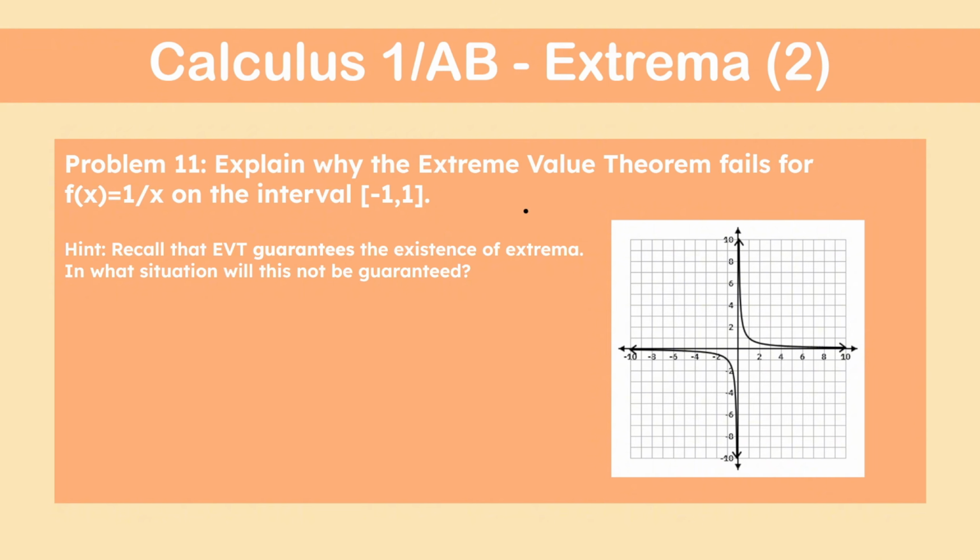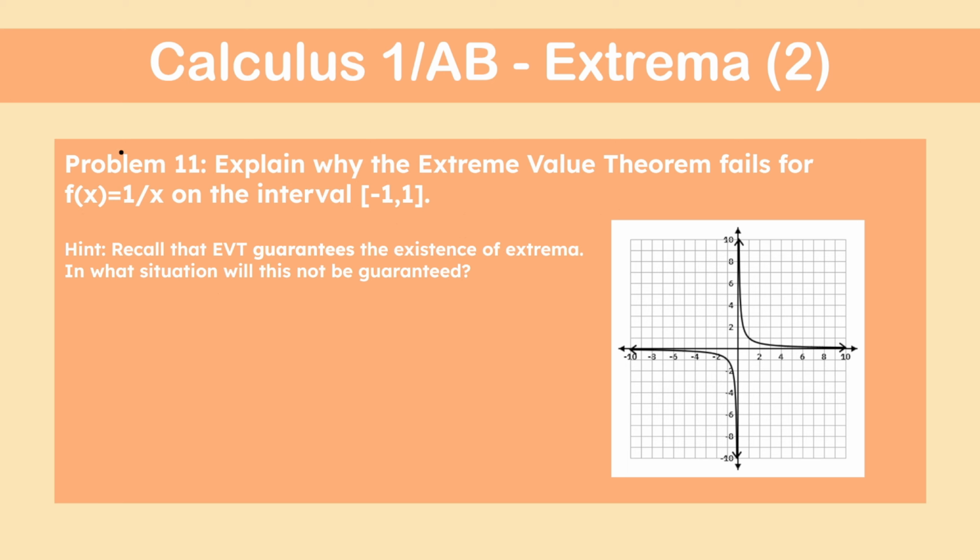Okay, so for our last question, we have to explain why the extreme value theorem fails for 1 over x on the interval negative 1 to 1. So we have this hint that says, recall that extreme value theorem guarantees the existence of extrema, but in what situation would this not be guaranteed? When does EVT fail? Extreme value theorem only works when the function is continuous for all values on the interval.